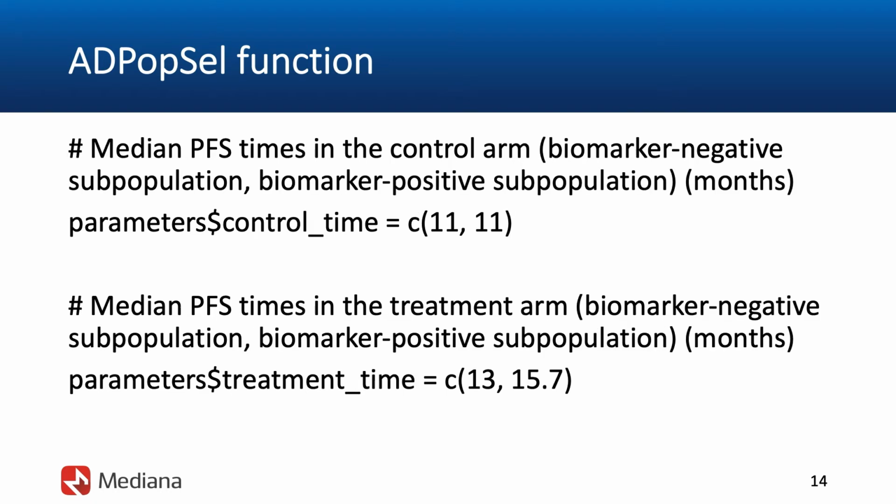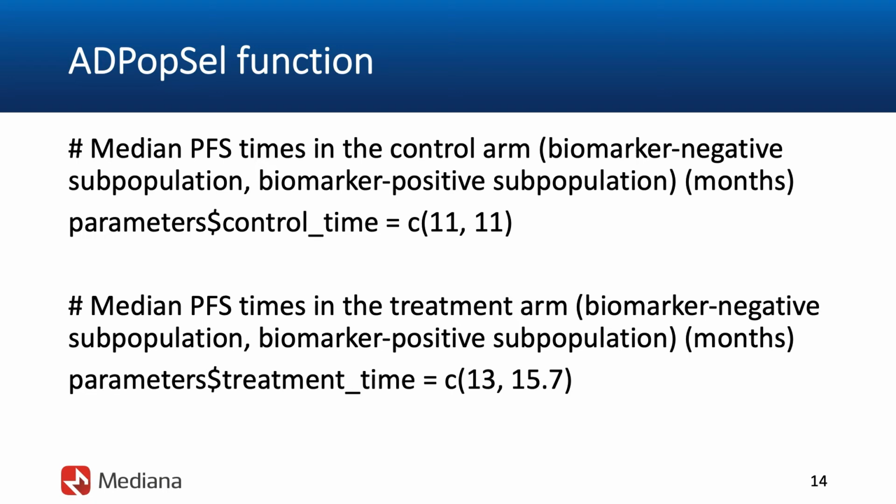The next two parameters define the efficacy expectations, the efficacy profiles for the primary efficacy endpoint in the control arm as well as the treatment arm. In this case, it is very common to specify the median time, the median PFS time, and given the anticipated heterogeneity of the treatment effect across the patient population, we need to have a separate set of specifications for the biomarker negative subset and for the biomarker positive subset.